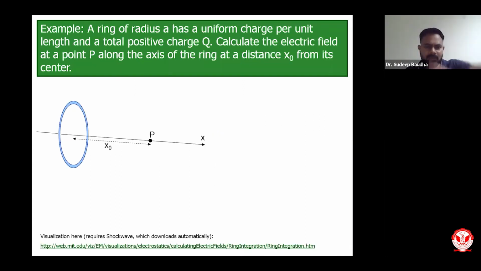Right. So now the second concept arises: instead of having a straight line, if I have a very thin ring which has a radius, a charge per unit length and a total positive charge, we have to calculate the electric field generated by that ring along the x-axis at a distance x naught from its center. So the distance is x naught, right? What I am going to do is discretize this geometry into small segments, as I have said, to start the calculation.